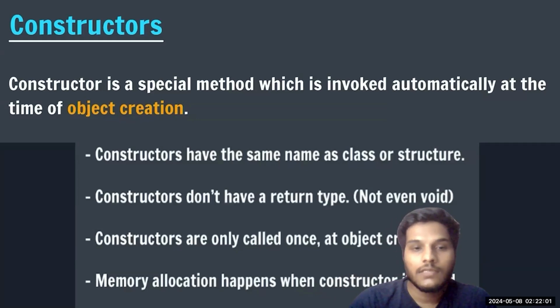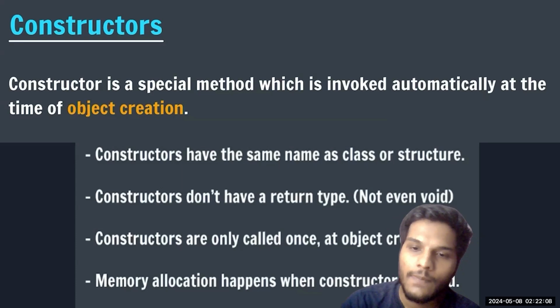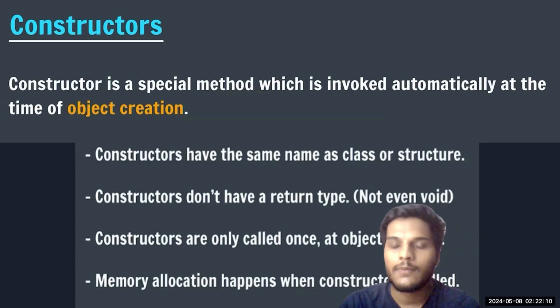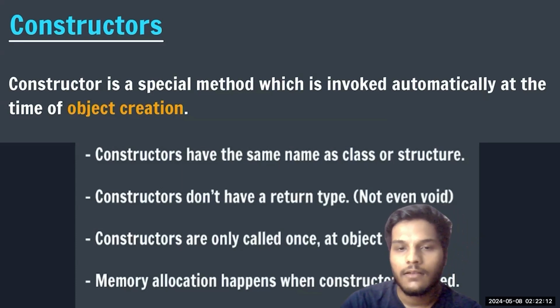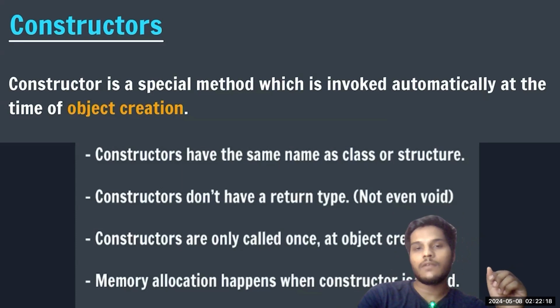So these are some key points of constructors. Constructors have the same name as the class or structure. Structure is in C++, but whatever name of the class we have given, like Pen, the constructor will also have the same name. Why? Because this helps the compiler to identify which method to invoke.